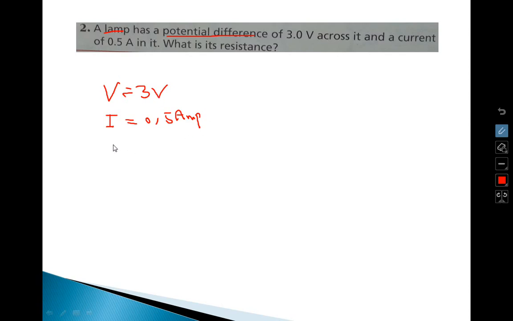And then we need to find R. So what's the value of R? From Ohm's law, R is equal to V over I. So V is what?